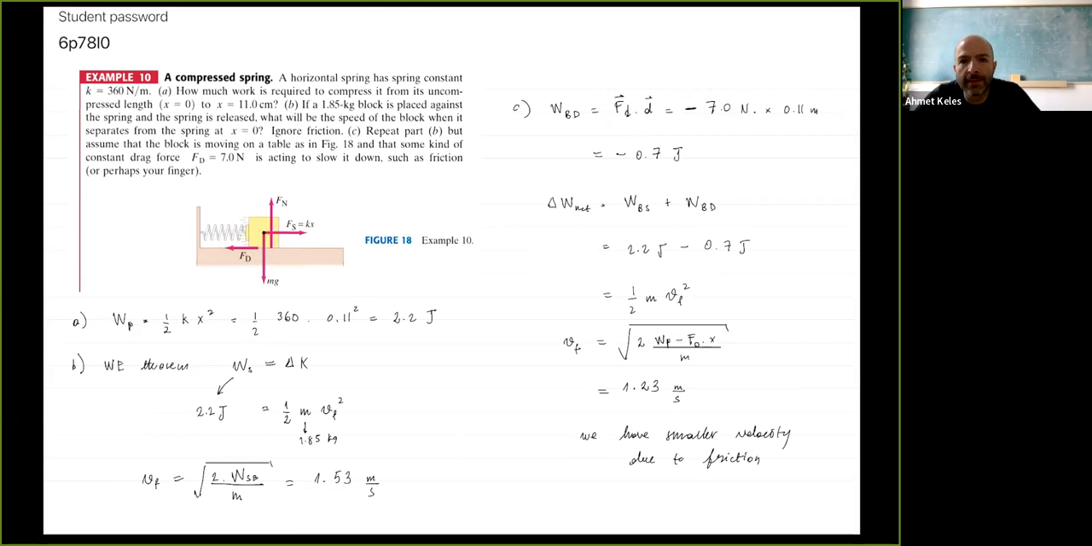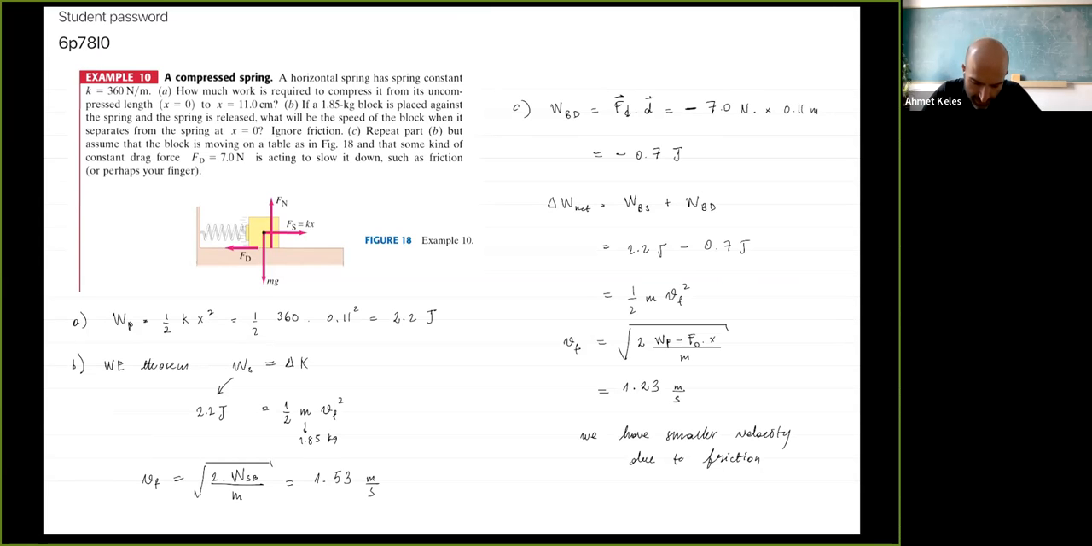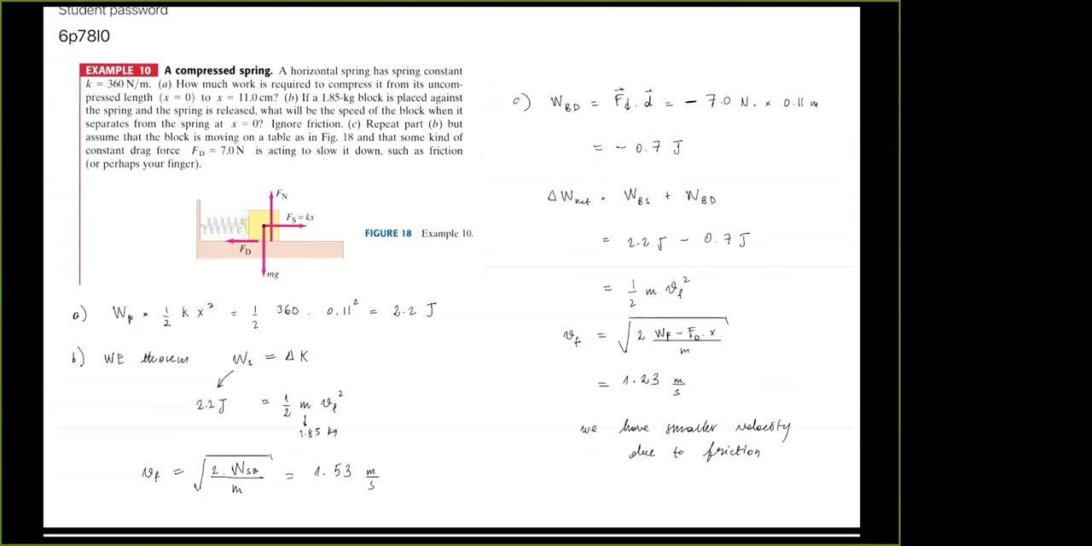Does that make sense? Hocam, the friction, yes, it actually comes from the formula, because in the formula there is a cosine theta. Yes, cosine theta is 180 degrees. Good, it is -1. Thank you.